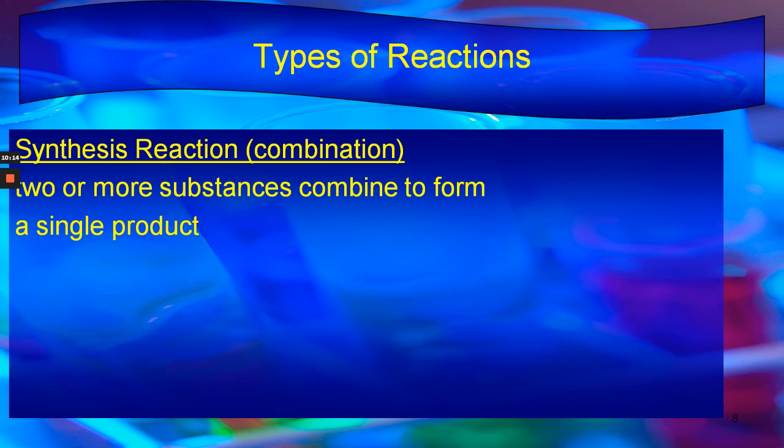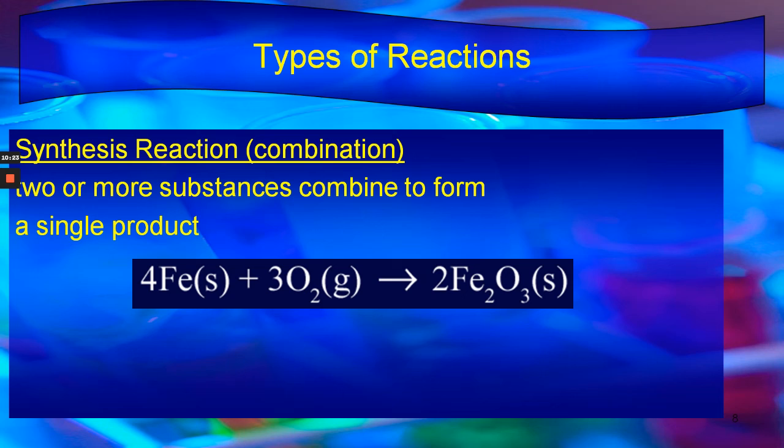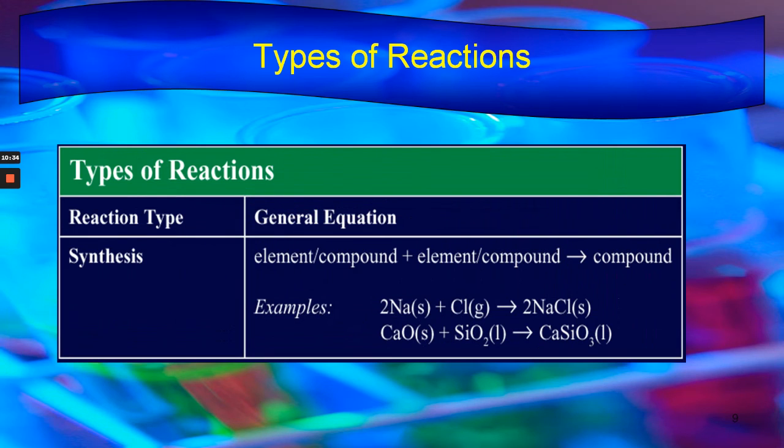Synthesis or combination, I think, is the other term you'll see in either like the CK12 lessons. It's where two or more substances form a single product. Example, iron reacting with oxygen to form iron 3 oxide or rust. So X plus Y making XY. And then here's an example with sodium reacting with chlorine gas to make sodium chloride, calcium oxide reacting with silicon dioxide to make calcium silicate.